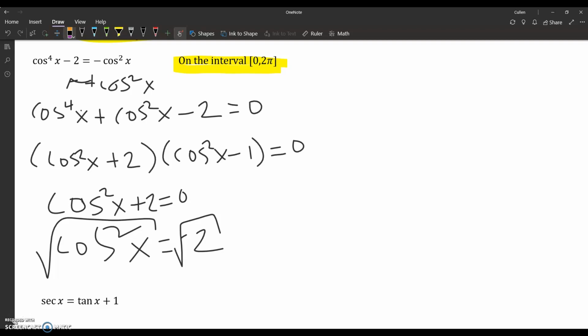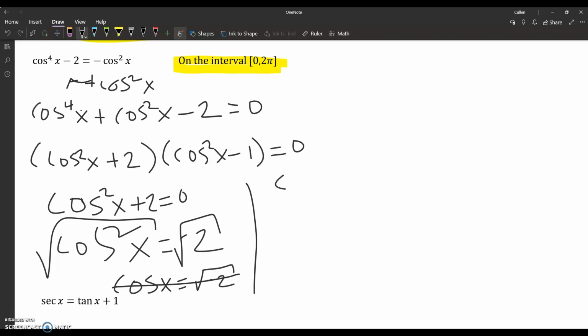Because that will give you, and I am running out of room, but this will give you cosine of x equals square root of -2. And that does not happen on any interval from 0 to 2 pi, because the square root of -2 is a complex number. It's imaginary or not real, okay?